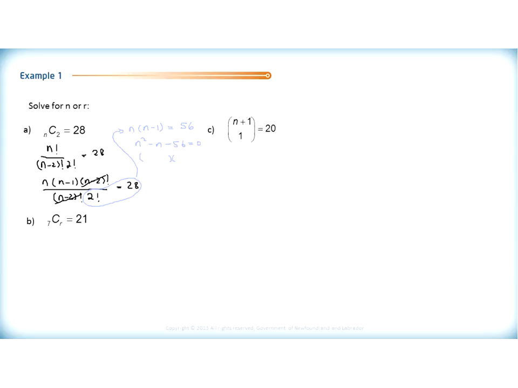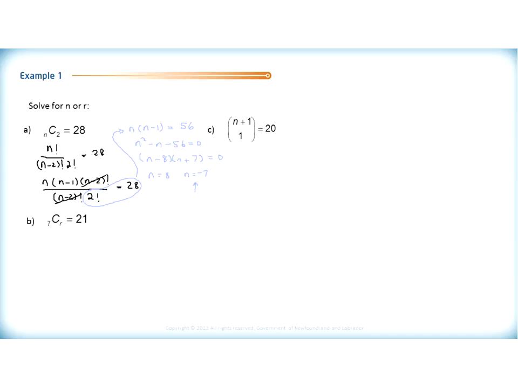Let's factor this. I've got n, 8, and 7, negative 8 and positive 7. Those are the correct factors here. So I end up with two values for n: n is equal to 8, and n is equal to negative 7. I want you to remember the restrictions on n and r here. N has to be greater than or equal to r. N can't be negative 7. N also has to be an element of the natural numbers, and it isn't. The only correct answer here is n is equal to 8.